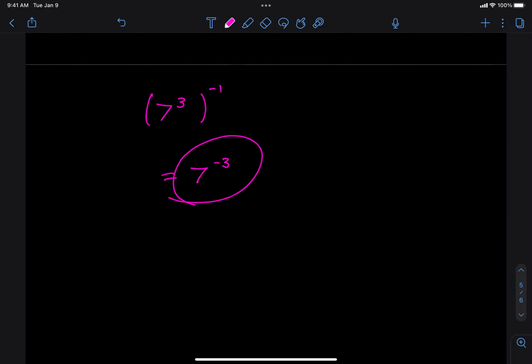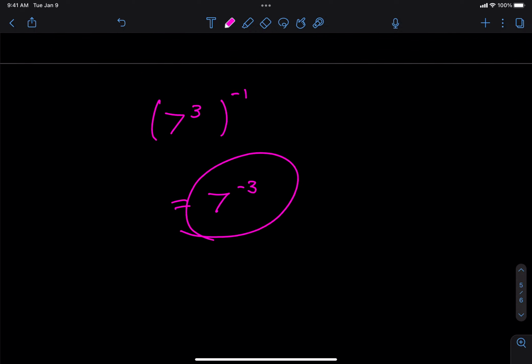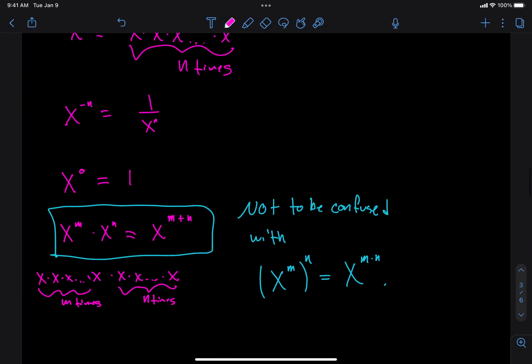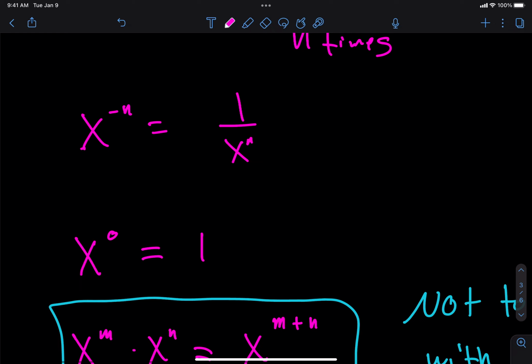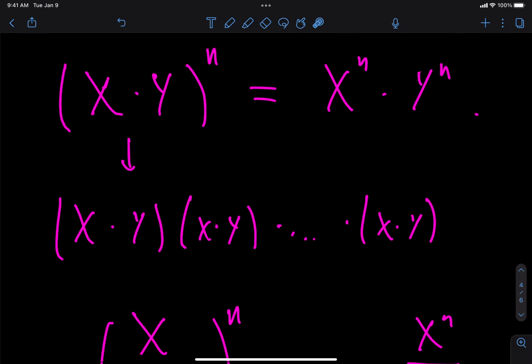I need to use the other rule, okay? Our final answer should never have negative powers in it. So how do we address that? Well, we have a rule which says when you have a negative power, you can rewrite it as a positive power by moving it to the denominator. Okay, so let's go ahead and apply that rule.